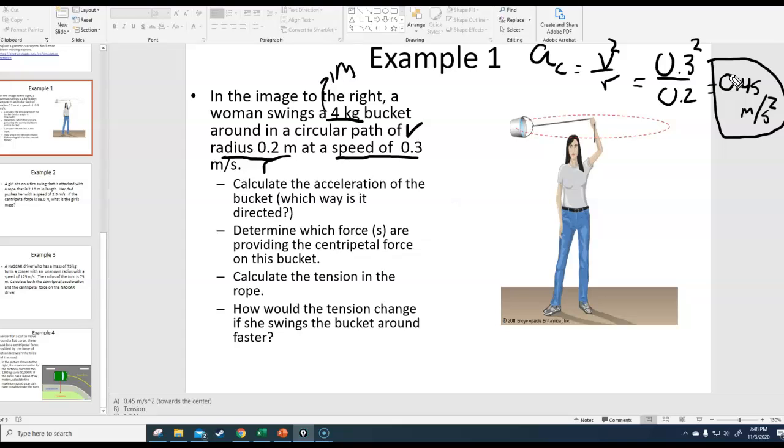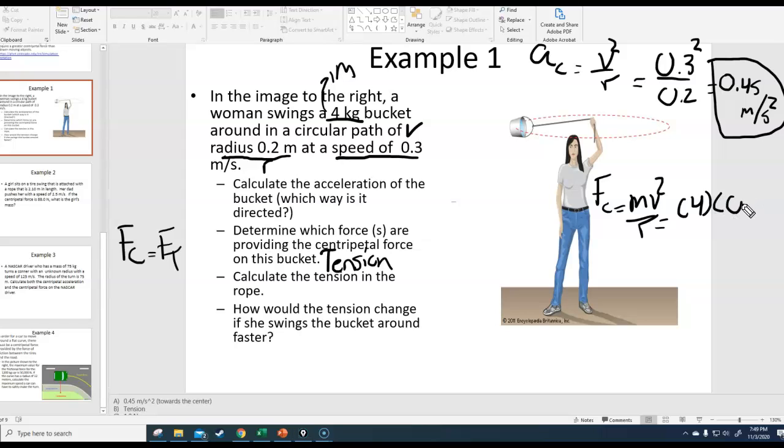The second question says, determine which force or forces are providing the centripetal force on this bucket. Of course, that would be tension. We've already seen that in another example. But it's important that you understand that because, look, the next question says, calculate the tension in the rope. Now, we don't have an equation for tension, but we do have an equation for centripetal force. So when you read that, you need to understand, hey, when they ask us to calculate the tension, they're really asking us to calculate the centripetal force because the tension is providing the centripetal force in this situation. And so here we just need to use the equation for centripetal force. That's mv squared over r. And so the mass is 4.